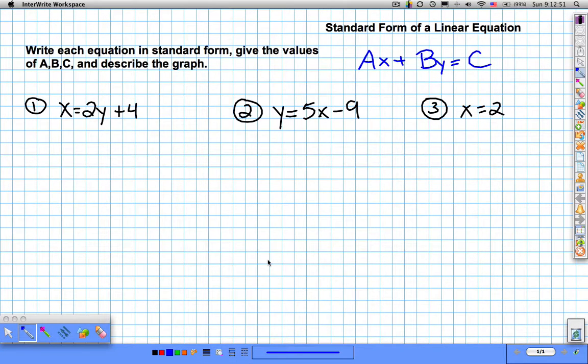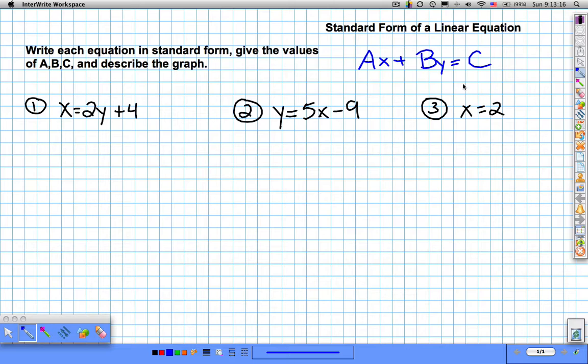In this video, I'm going to demonstrate how we can take a linear equation and write it in standard form. Writing it in standard form is helpful because once we do that, we can identify the ABCs. And using the ABCs, we can identify and describe what type of graph this will look like without having to graph it at all. So, if you remember, standard form is Ax plus By equal to C.